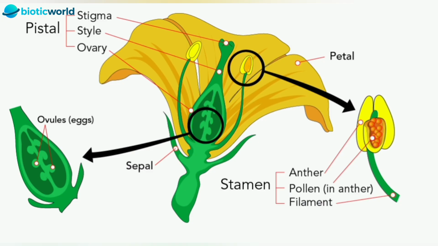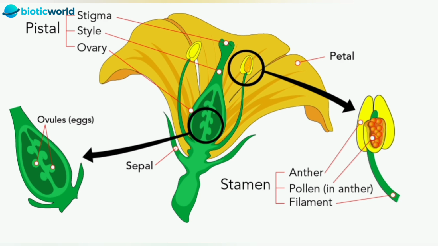First, let's get familiar with the flower, which is the reproductive organ of most plants. Flowers contain both male and female parts which work together to facilitate reproduction. The male part of the flower is called the stamen, which consists of two parts, anther and filament. Anther, this is where pollen is produced. Pollen contains the male sex cells or the sperm cells.